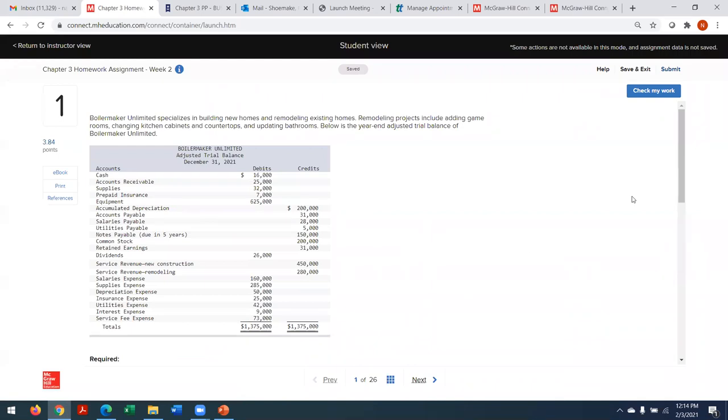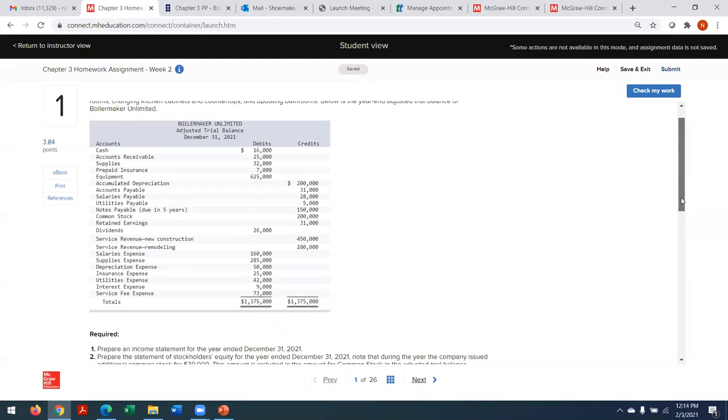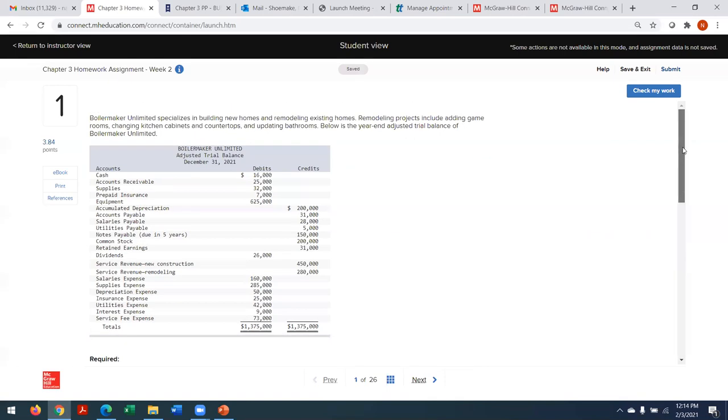Here you see Boilermaker Unlimited specializes in building new homes and remodeling existing homes. Remodeling projects include adding game rooms, changing kitchen cabinets and countertops, and updating bathrooms.